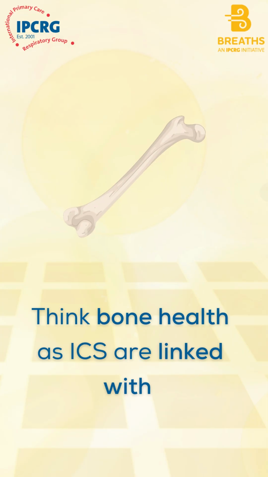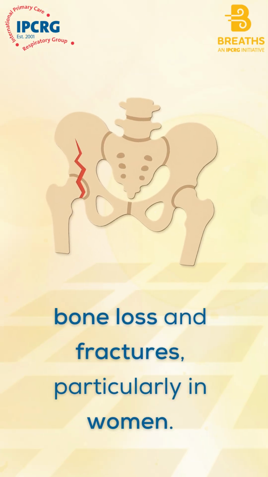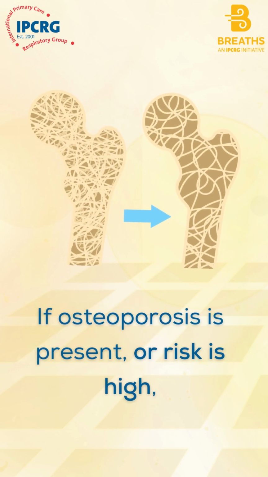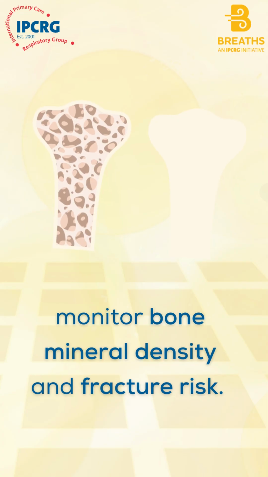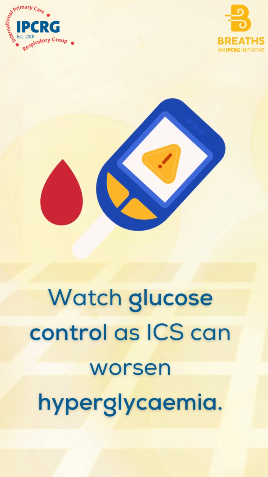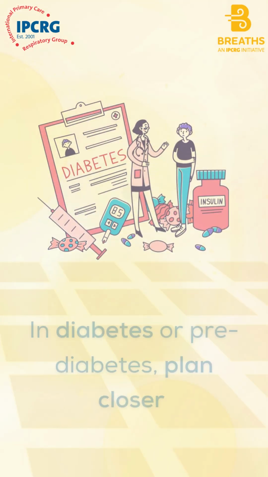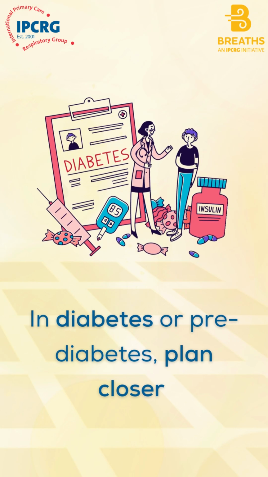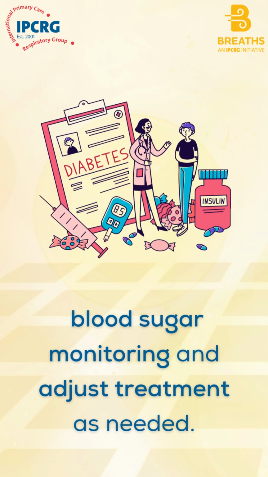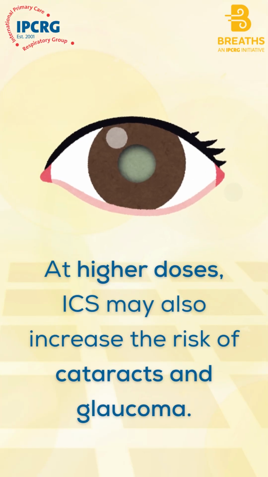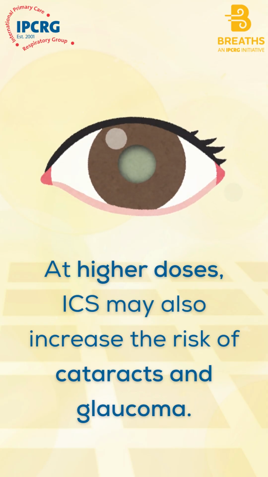Think bone health, as ICS are linked with bone loss and fractures, particularly in women. If osteoporosis is present or risk is high, monitor bone mineral density and fracture risk. Watch glucose control, as ICS can worsen hyperglycemia. In diabetes or prediabetes, plan closer blood sugar monitoring and adjust treatment as needed. At higher doses, ICS may also increase the risk of cataracts and glaucoma.